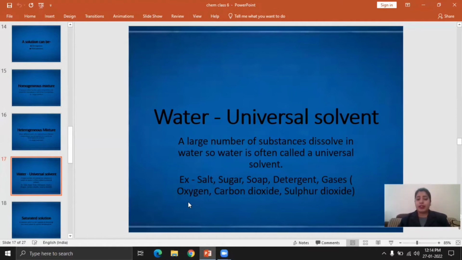Then there are some gases that are soluble in water. For example, oxygen is soluble in water, carbon dioxide is soluble in water, sulfur dioxide is soluble in water. Apart from this, many other substances are also soluble in water. This is the reason water is known as a universal solvent.